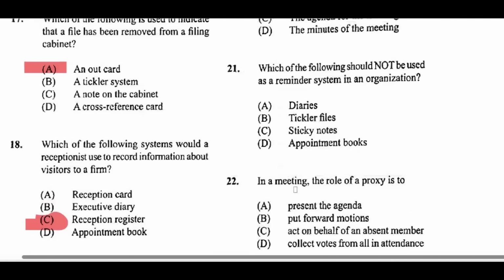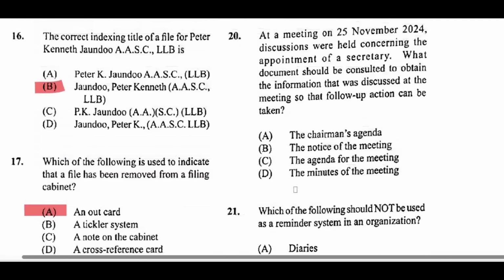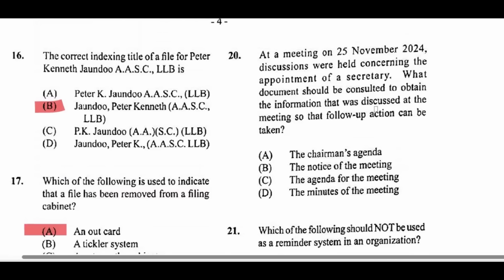Let's go to question number 20. At a meeting on the 25th of November 2024, discussions were held concerning the appointment of a secretary. What documents should be consulted to obtain the information that was discussed at the meeting so that follow-up action can be taken? That will be the minutes of a meeting. Now, the minutes of a meeting is a summary of what took place during a meeting. So the answer is D.